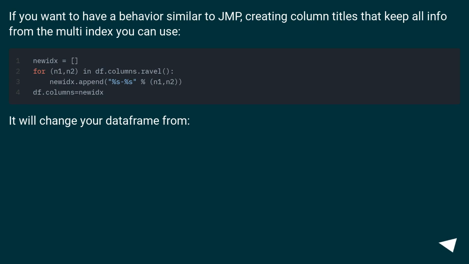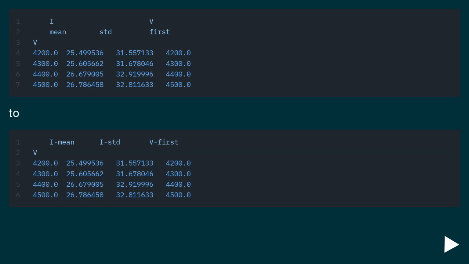If you want to have a behavior similar to JMP, creating column titles that keep all info from the multi-index, you can use this. It will change your data frame from this to this.